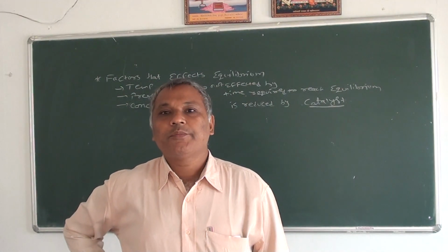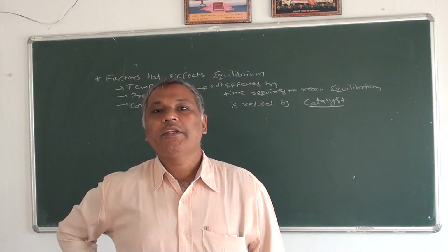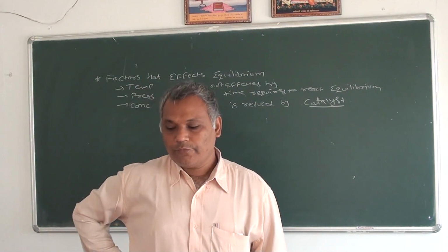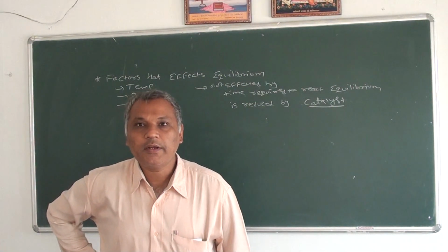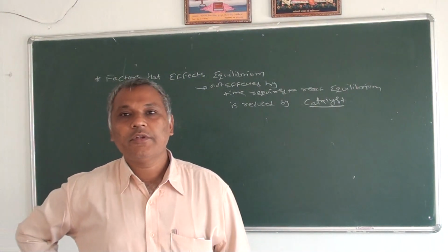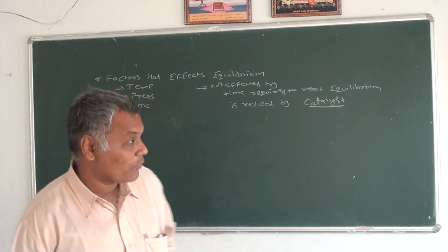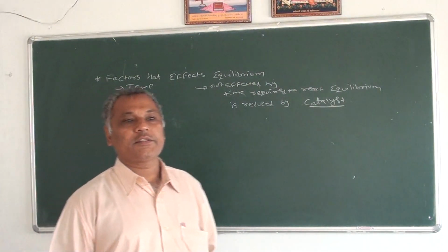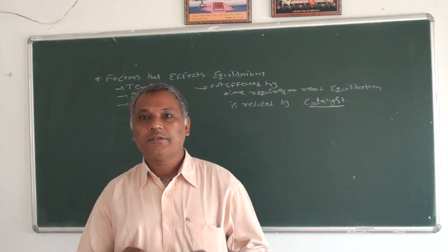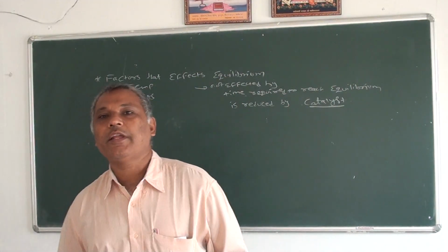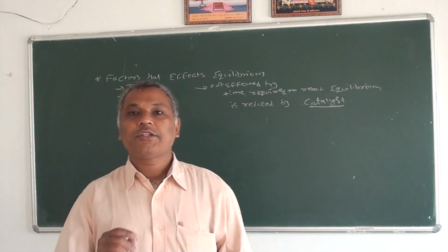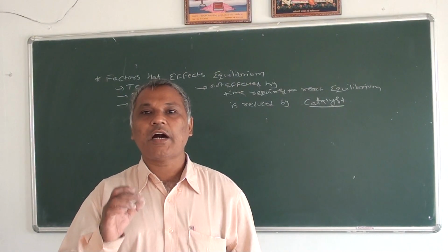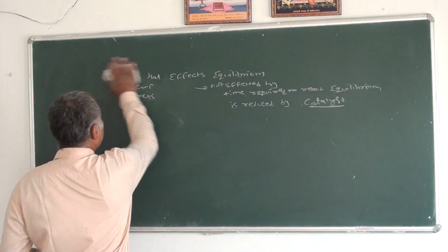These were first studied by the scientist named Le Chatelier, and that's the reason why the principle developed for the factors affecting equilibrium is known as Le Chatelier's principle. So what was that principle? He told that whenever any external factors are changed during the reaction, the reaction will attain the equilibrium in such a way that those changes are minimized. Right?